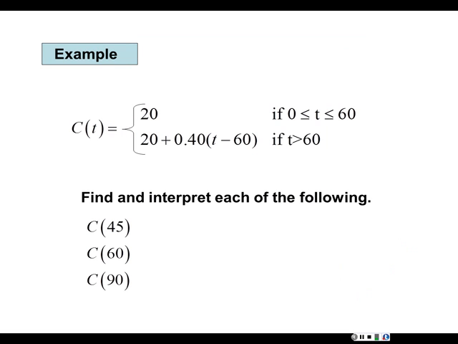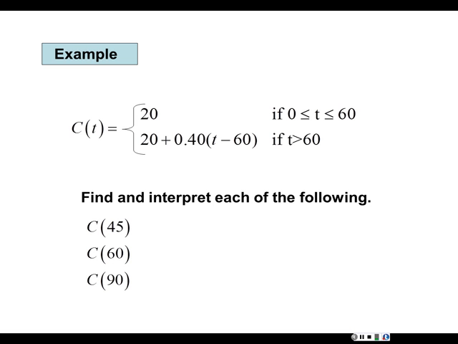What will be C of 45? It will be 20. In this case, all you need to do is look at the t first, and then based on the t, you will choose which equation will apply. Since the t is 45, it is within this range, so it's a constant function and it will be 20. Now, how about the last one, C of 90?